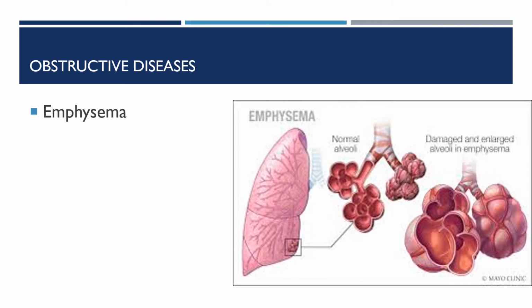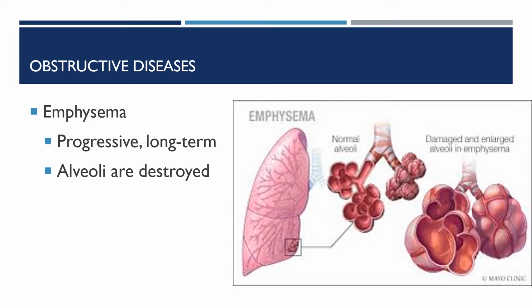Okay, another obstructive disease, emphysema. Emphysema is a progressive, long-term disease where the alveoli are actually destroyed. Now, if you remember, the alveoli are these air sacs. This is some normal alveoli here, but look at the alveoli in this person with emphysema. You can see they're broken. Normally there would be some divisions in there, and now they're enlarged. So they do not work as effectively as they did when they were healthy.